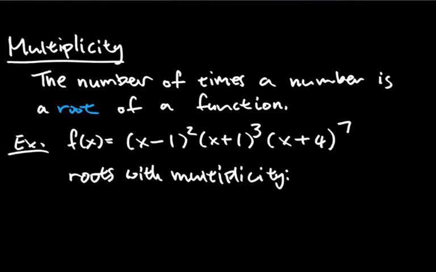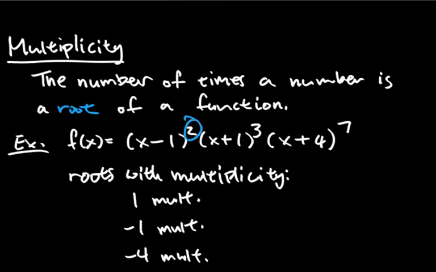Okay, let's talk about something called multiplicity then. Multiplicity, you can think of it as the number of times a number is a root of a function. So let's look at this and figure out, first of all, what the roots are. We can pretty easily see that we have 1, -1, and -4. Then there's something called multiplicity. So I'm just going to abbreviate it mult. So here, the multiplicity is actually that.